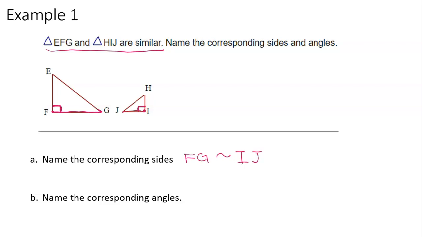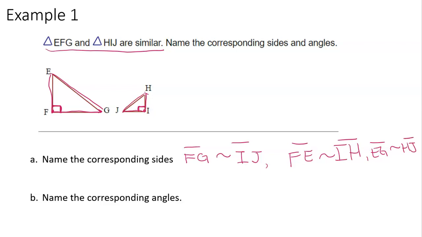And remember that it is important the way that we write it. So then we've got our right angle up, so that's going to be FE is related to right angle up IH, and sometimes you'll see these line segments over. And then EG is similar to, and make sure you go HJ. We want to make sure that the letters match with their corresponding part.